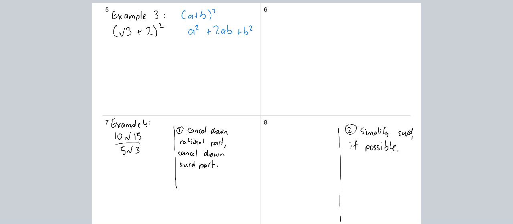Root 3 is a, and b is simply 2. Okay, so the next step would be, and I tend to leave things in bracketed form to start with, I would go root 3 squared plus 2 times a times b, so 2 times root 3 times 2, plus b squared, which is 2 squared. So again, a squared, 2ab, b squared. Remember, 2ab means 2 times a times b.